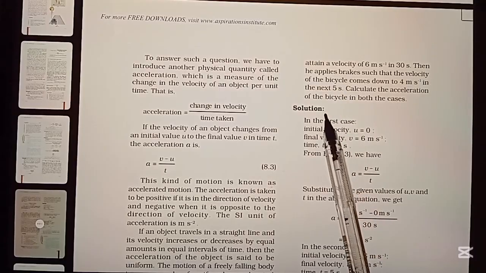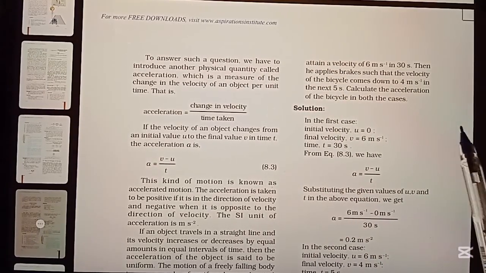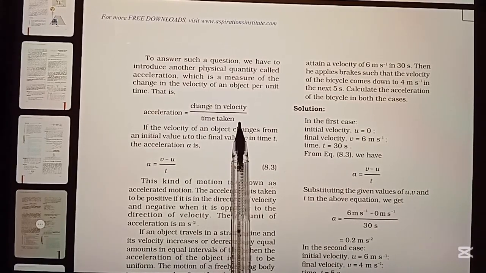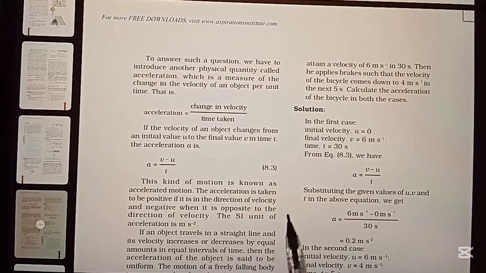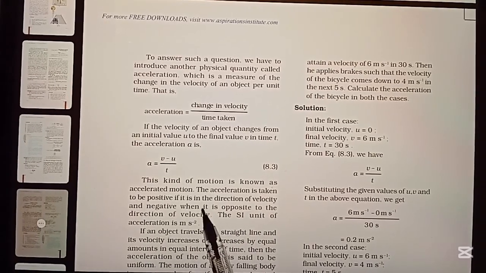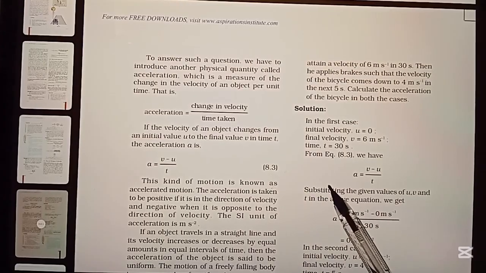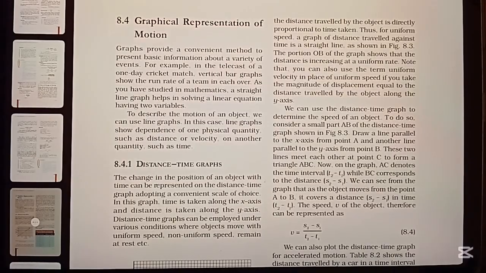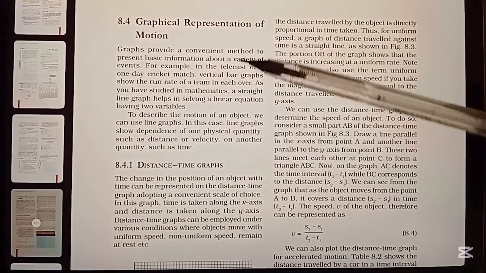Now if the velocity is in the right direction and the acceleration is also in the right direction, then we take the acceleration as positive. If the acceleration is towards right and the velocity is towards left, then we take acceleration as negative. That is what is given in this paragraph. The SI unit of acceleration is meter divided by second square, or meter second raised to minus 2.